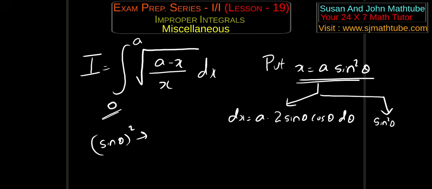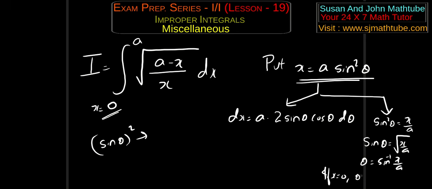And sine square theta equal to x by a. So sine theta is equal to root under x by a. So theta equal to sine inverse of root x by a. So when you put the lower limit for x, when x equal to 0, theta is equal to 0. And when x equal to a, theta will be pi by 2. And I think that is more than enough. Please try the problem right now. And in case you have any difficulty, you can ask me in the comment box below.